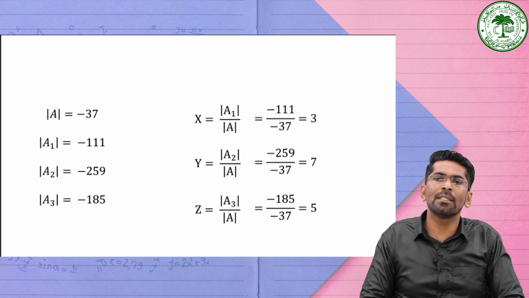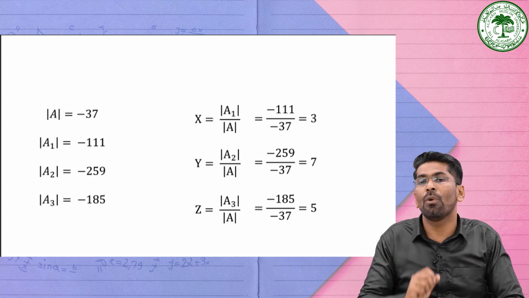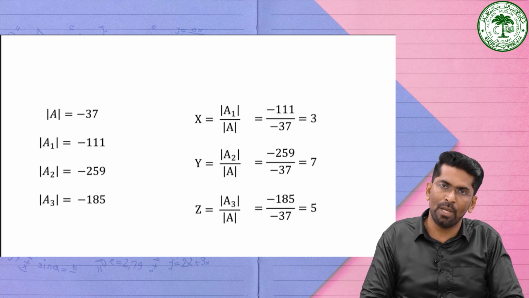Today we have discussed Cramer's rule for solving a system of linear equations, which uses the determinant for finding the solutions of the unknown variables given in the system of linear equations.